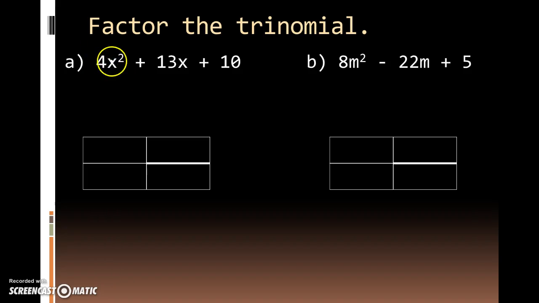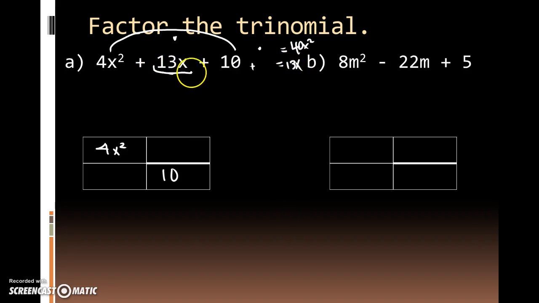So the first thing we did before was we put the first term in the first box and the last term in the last box. Now I'm looking for two numbers that will multiply to give me 4x squared times 10, that's 40x squared, and that will add to give me 13x. I do mean 13x.